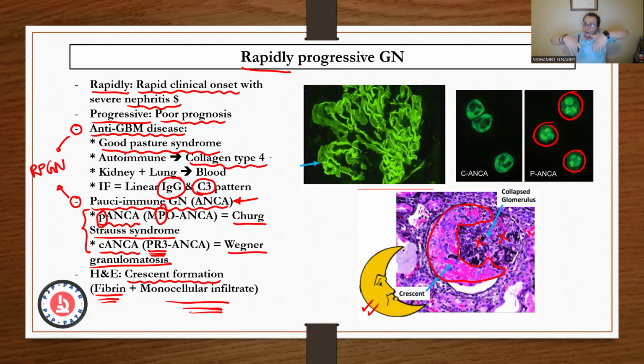Anybody remember the mnemonic? Collagen type 4 is on the floor. Floor is the basement membrane over which the epithelium sits, or stands. So collagen type 4 is on the floor. So it's autoantibodies against collagen type 4, which exists in the basement membrane.